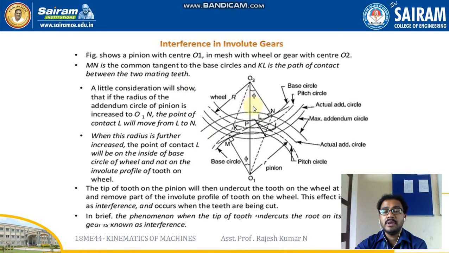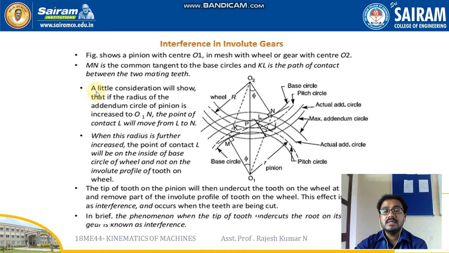So we have both pinion and gear. This capital MN is the common tangent, and KL is the path of contact. You can see the path of contact in between MN is KL. It is the path of contact line where the two gears are exactly mated with each other.